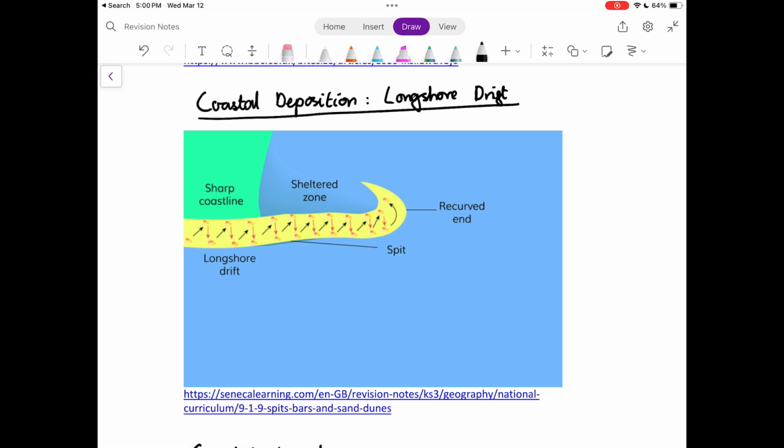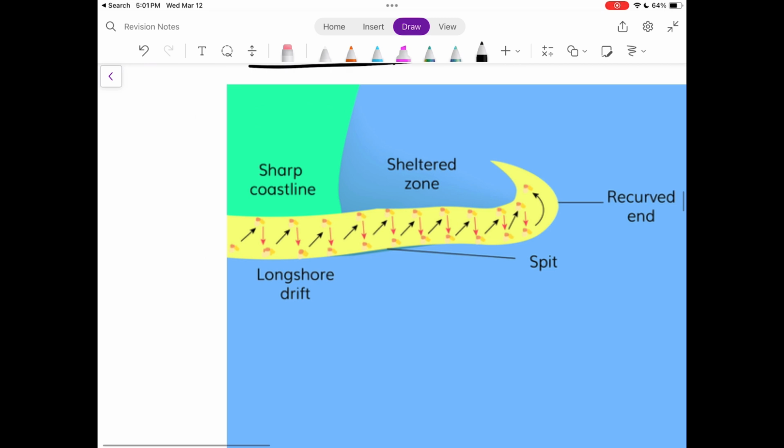And now we're going to have a look at coastal deposition. So coastal deposition is where longshore drift takes place and how the deposition of material on the beach works. So what happens first is that waves approach at an angle, as you can see here.